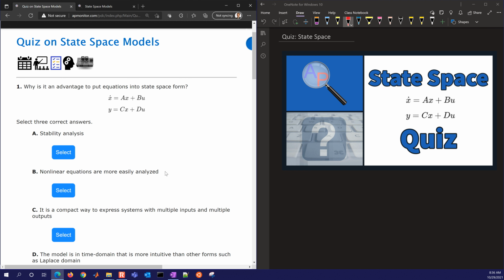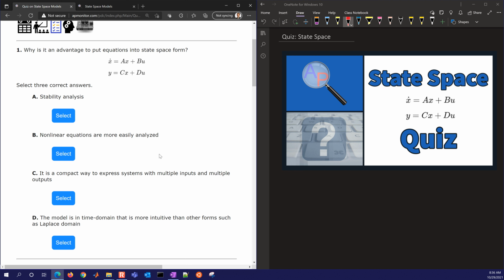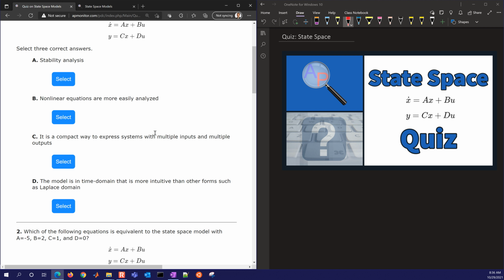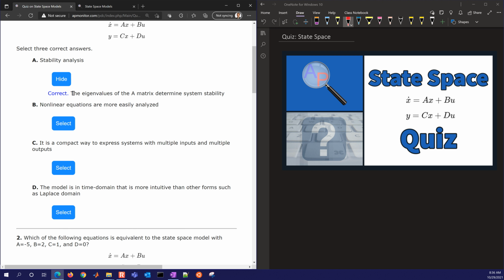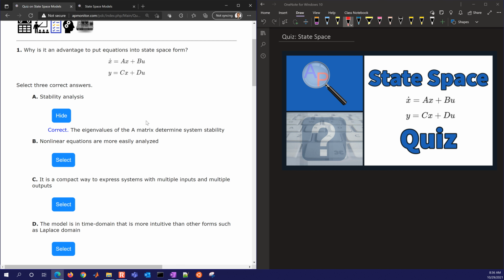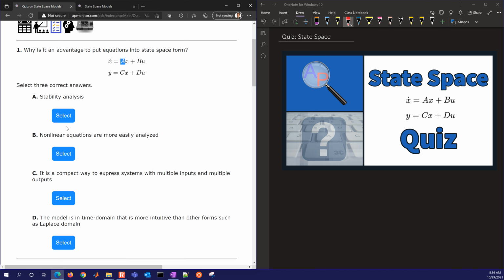So the first question is, what is an advantage to put equations into state space form? There are 3 correct answers, and the very first one is correct. The eigenvalues of the A matrix determine the system stability. And there's another question down below to show if the system is stable or not based on an eigenvalue.